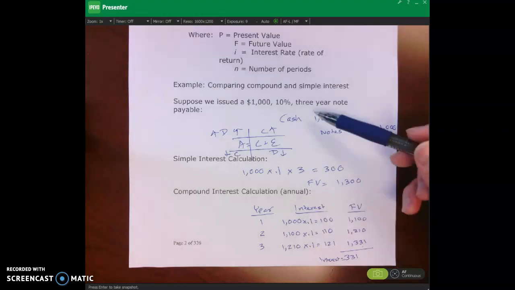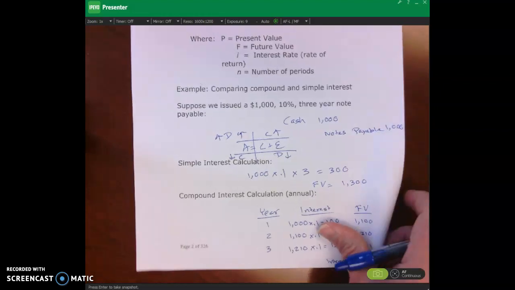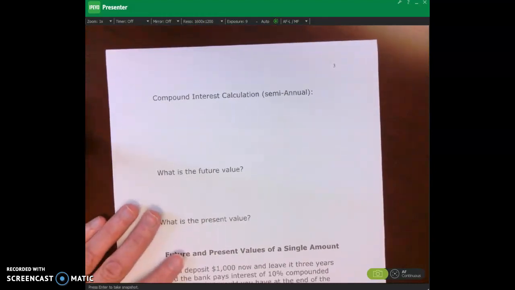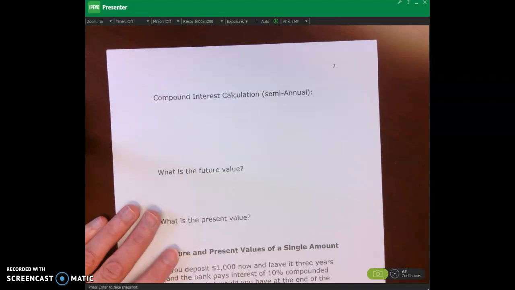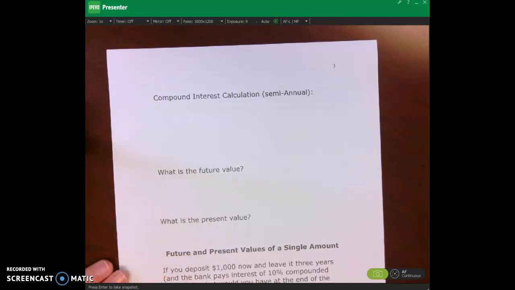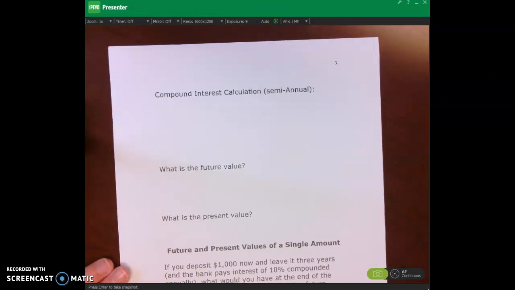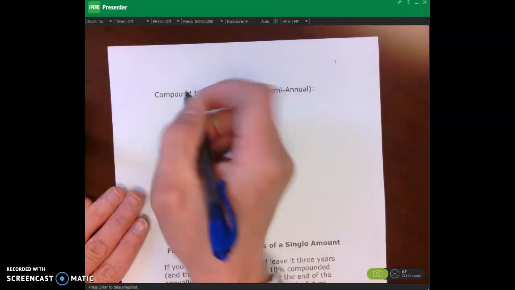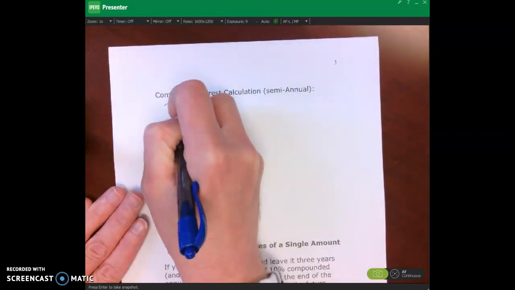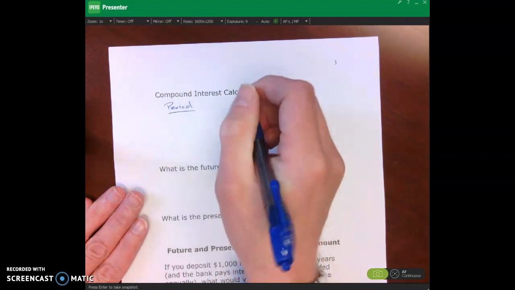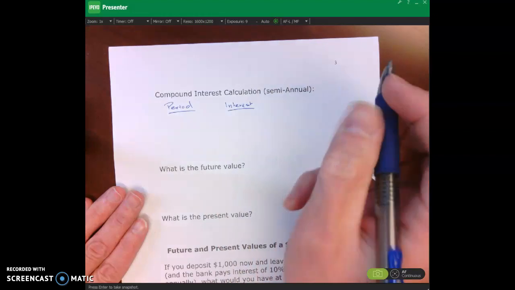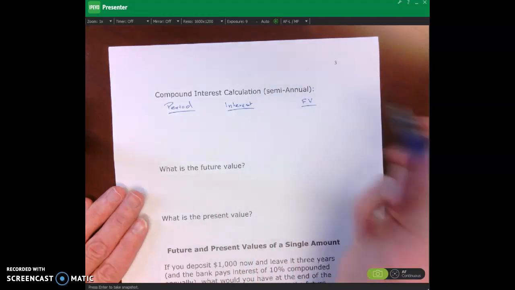Let's take a look at this exact same problem, but where compound interest is calculated, or compounded, semi-annually, so every 6 months. In that case, we need to adjust our table a little bit. So we'll set up period, then interest, and then future value.